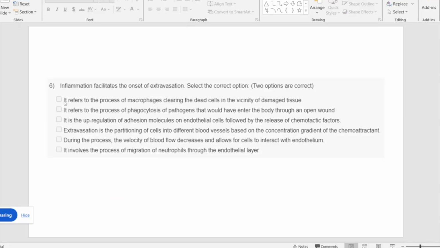Next question. Inflammation facilitates the onset of extravasation. You have to select correct options here. So the last two options, during the process, the velocity of blood flow decreases and allows for cells to interact with endothelium, and it involves the process of migration of neutrophils through the endothelial layer. Along with this, the third option, it is the upregulation of adhesion molecules on endothelial cells, followed by release of chemotactic factors. These three options would be the correct answer.